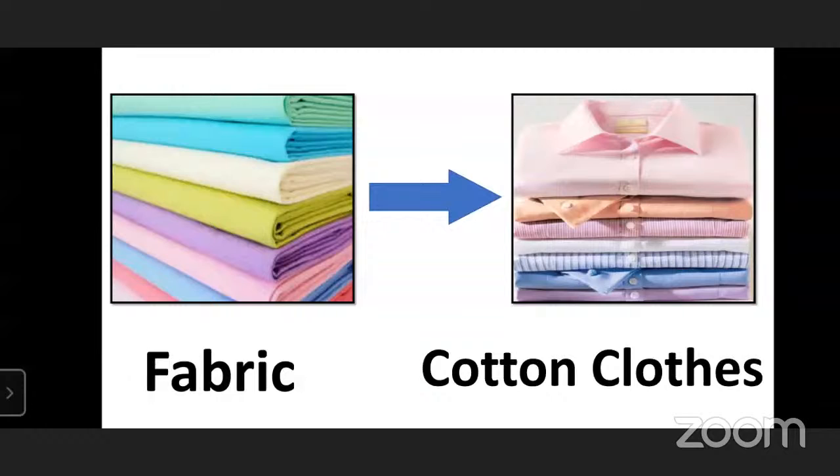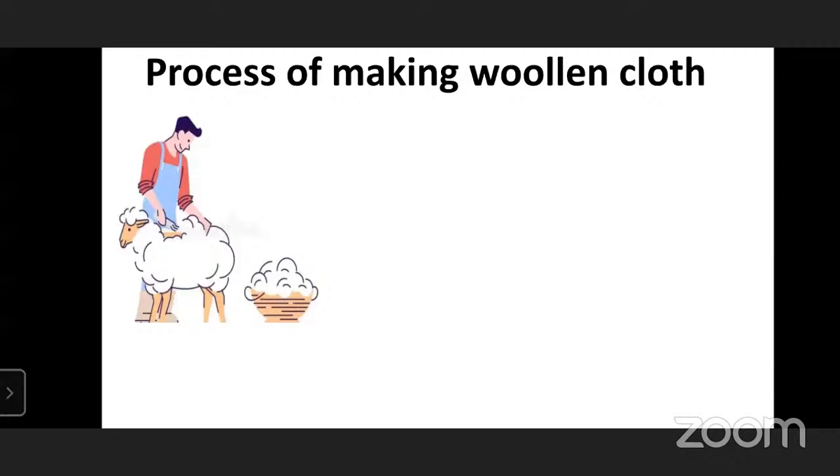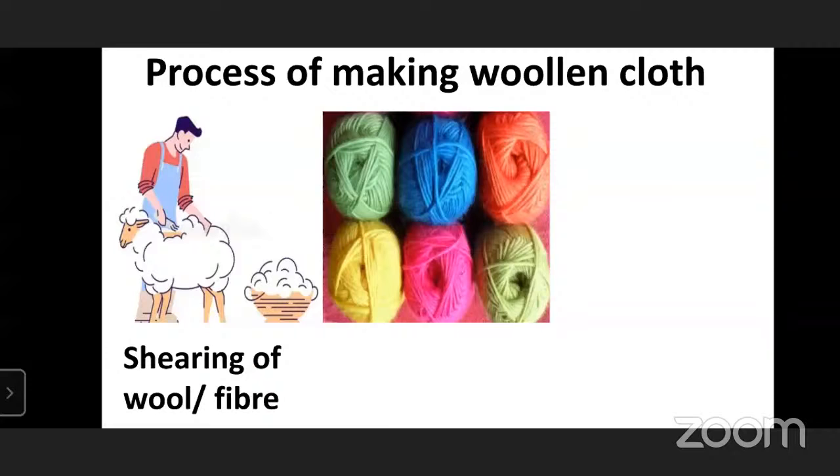Now, next, process of making woolen clothes. Now, let's see the woolen clothes how made. We all know we get the wool from which animal? Sheep. So, shearing of wool. See how the wool is taken out from the sheep. So first we got the fiber. And then after that we will make it into a yarn. It is made into a yarn.